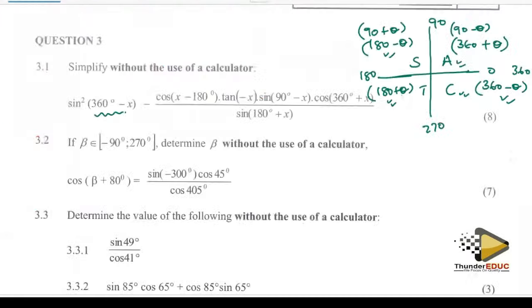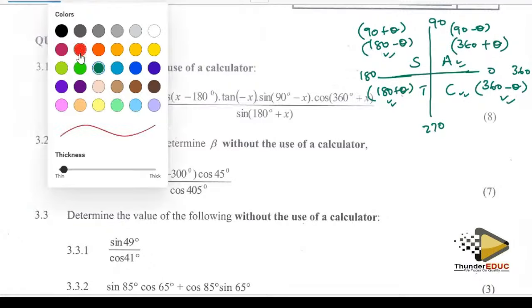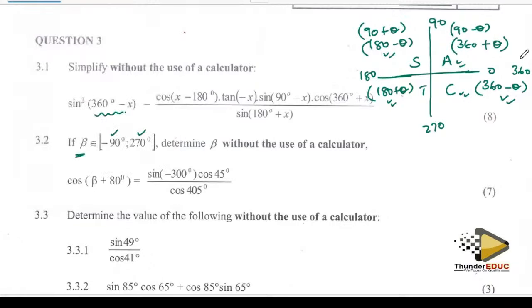Then let's look at 3.2. Another mega question, 3.2. They are telling us that beta is between negative 90 and 270. So remember we said angles are measured to be positive in the anti-clockwise direction. Then if we follow the clockwise, those would be negative angles. So if this is a 0, this is going to be negative 90. So in other words, we're looking at angles from this region, that same region. Okay, those are the angles we're focusing on for beta.